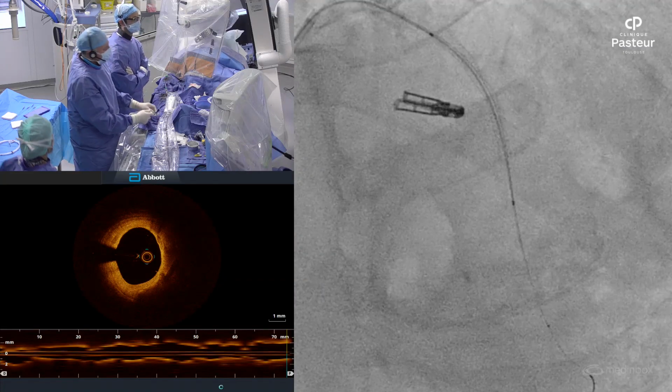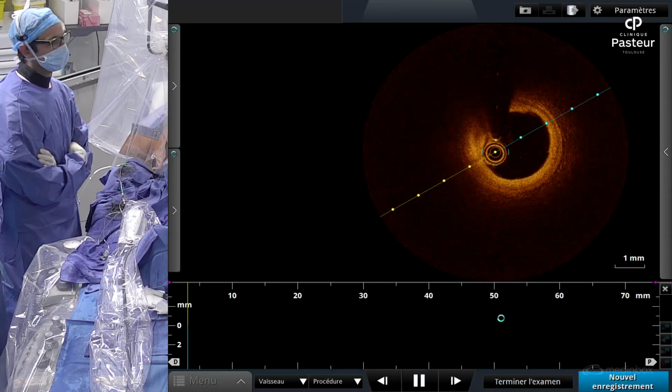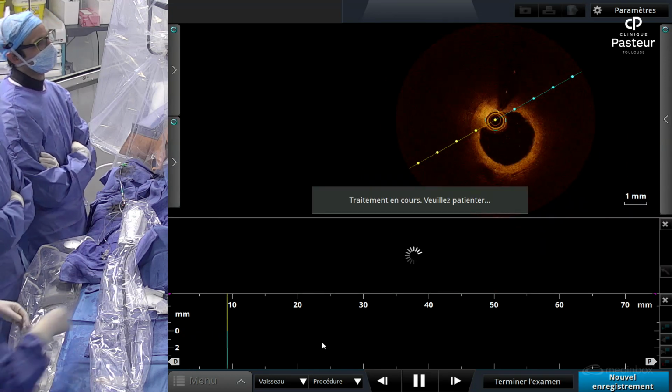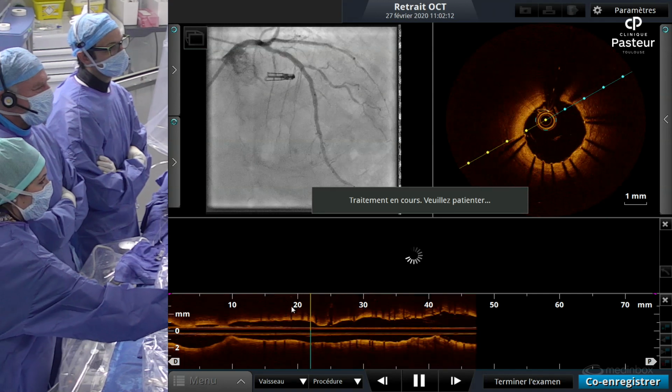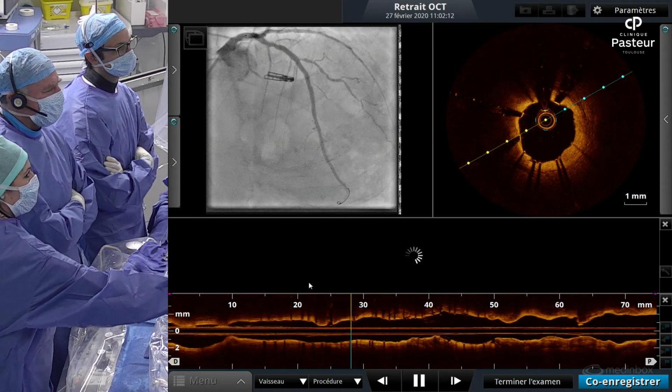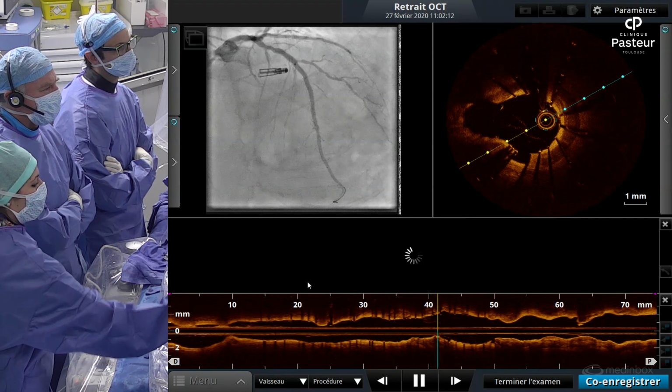Well, the opacification is great. It's perfect, huh? Like an injector. Bruno is as strong as an injector. Perfect. So I think we will have some information. We don't see any distal dissection first. The stent is well apposed. We see the apposition of the stent.